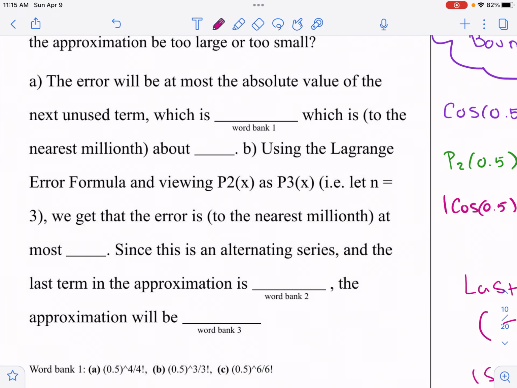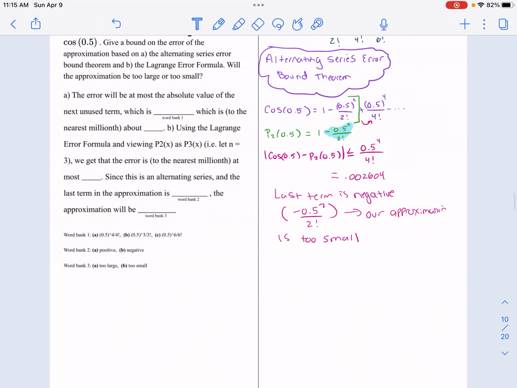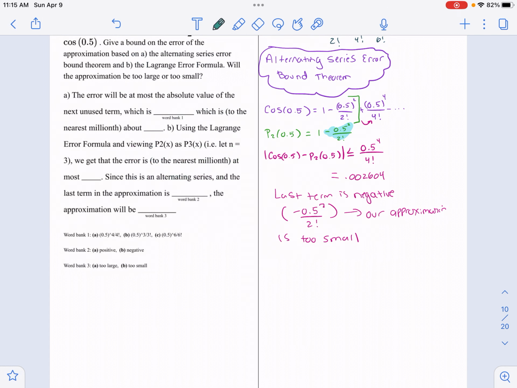I'm going to unsplit screen for a minute. All right, so there's our alternating series test. I'll fill in the blanks in a minute. All right, that's very simple to apply, right? You get two things. You get the error by looking at the first unused term, and if the last thing you did was subtract, you under-approximated. If the last thing you did was add, you over-approximated.